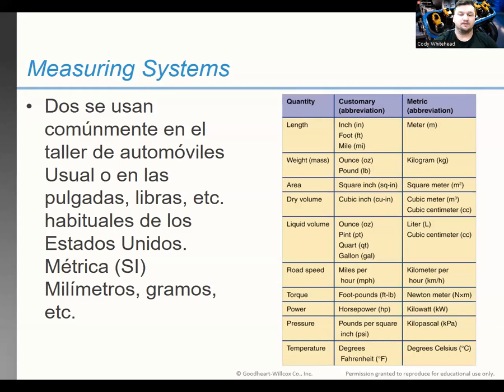There are two commonly used systems in automotive shops. You have your customary, or US customary, which is inches, pounds, feet, miles, things like that. That's what we use in the automotive shop as far as the US side. You will see metric as well, which is millimeters, grams, kilometers, things like that. So you have two different types of systems used in the automotive industry. You do need to be familiar with both.